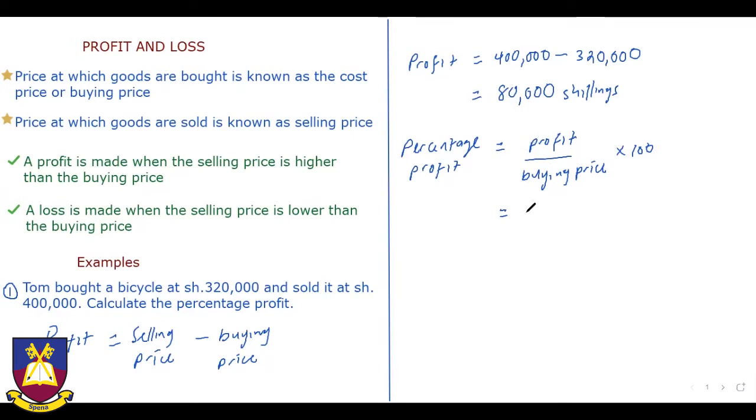The profit was 80,000. The buying price was 320,000, times 100. This one gives us 25%. So by selling the bicycle at 400,000, Tom made a profit of 25%. Let's look at the next example.